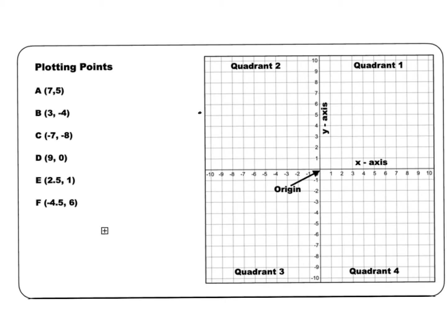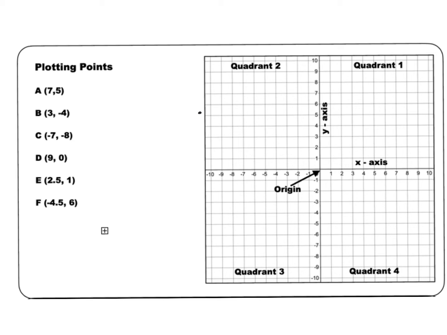We also refer to the graph as being broken up into 4 parts, and we call those quadrants. We start with quadrant 1, and then run quadrant 2, quadrant 3, and quadrant 4. That's just a quality of life thing, to be able to communicate better with one another about the graph.